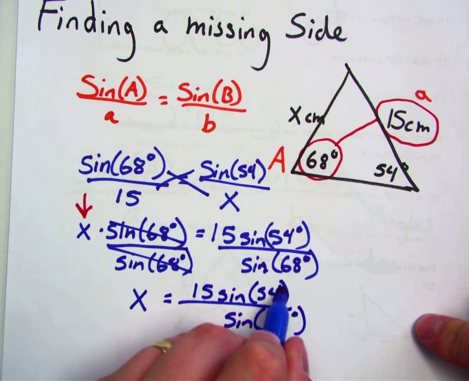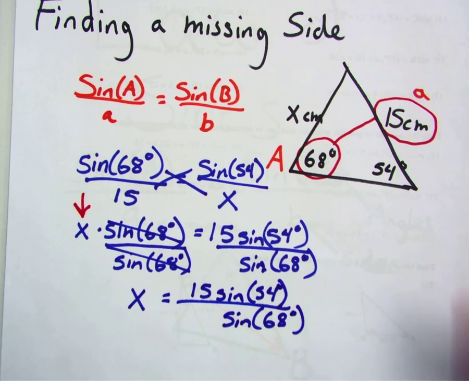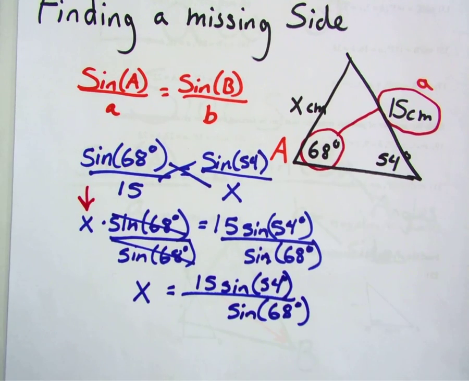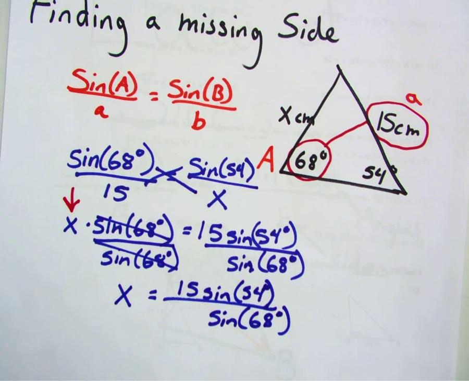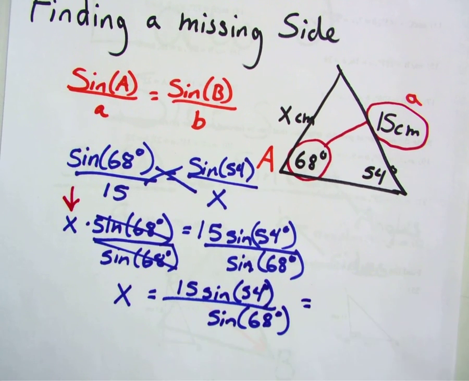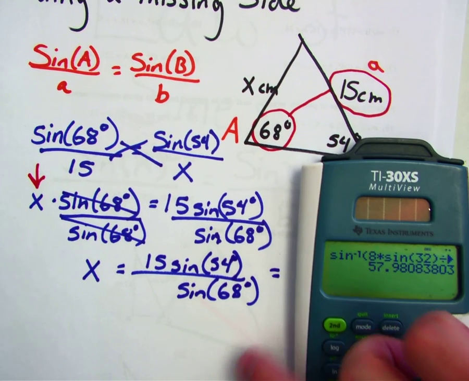We could leave it like that if we weren't concerned with actually finding a number, but I want to know how far I have to cut to make this triangle or walk on the side of this triangle. So let's try to get this as an actual number. From here, we should just be able to type this straight into our calculator and get an answer. So let's give that a shot.